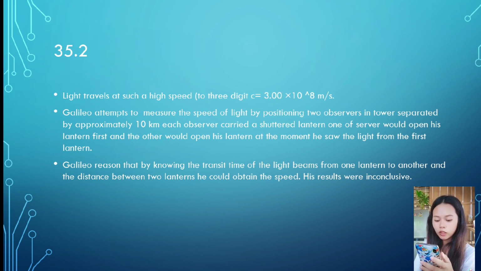His results were inconclusive. Today, we realize, as Galileo concluded, that it is impossible to measure the speed of light in this manner because the transit time of the light is so much less than the reaction time of the observers.